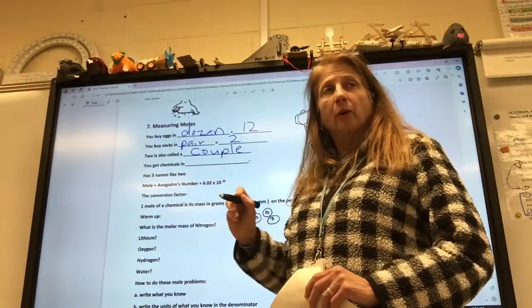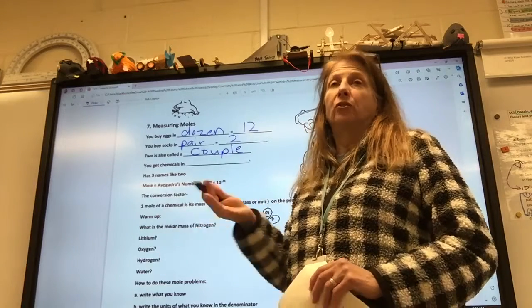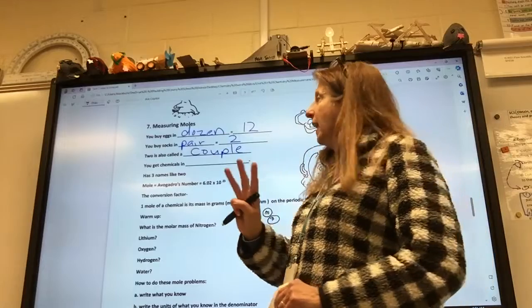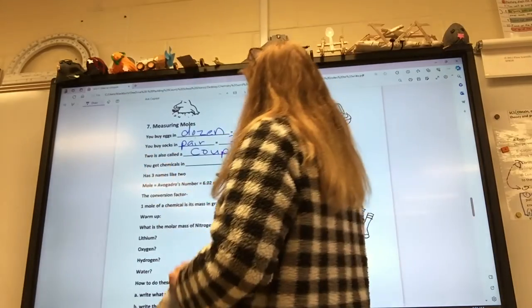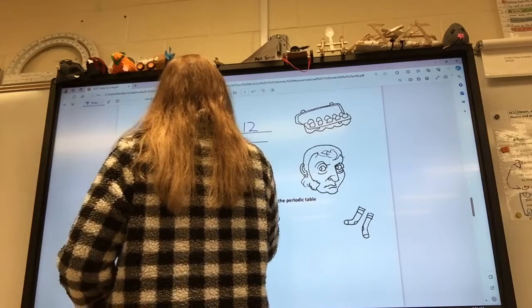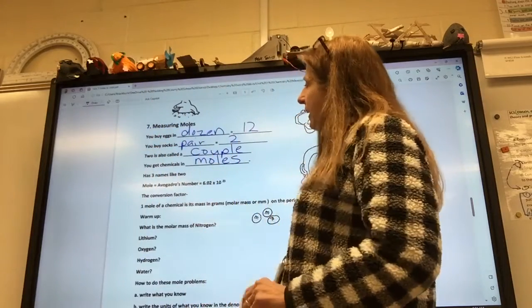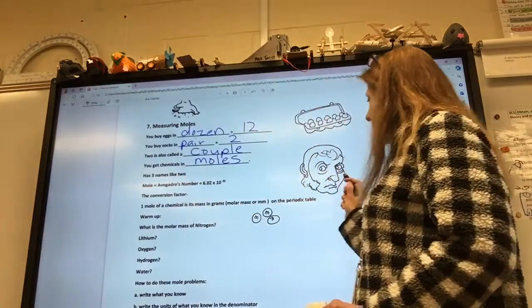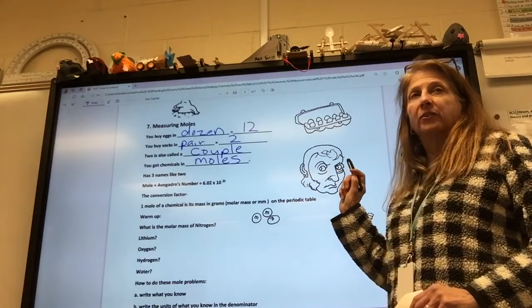Well, this is a number that we go get chemicals in, and it's so important. Like number 2, it has 3 names. And it's called moles. Moles is the unit we use, and it has 3 names. It's also called Avogadro's number, named after Amadeo Avogadro.